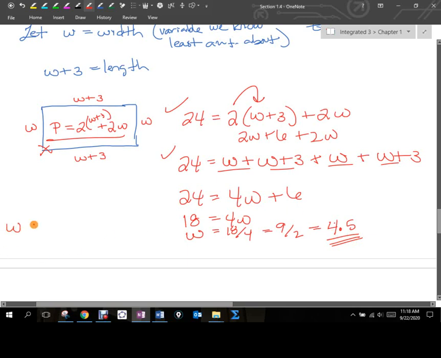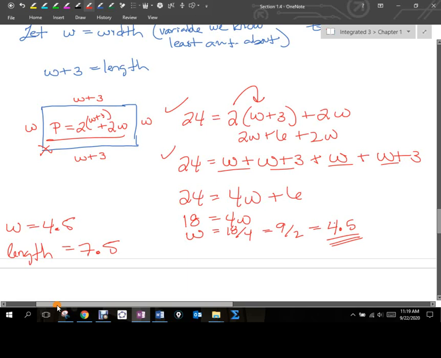So width, 4.5. Length, we said was 3 more than that, right? So your length should be 7.5. Does that make sense? Do I ask for the area?